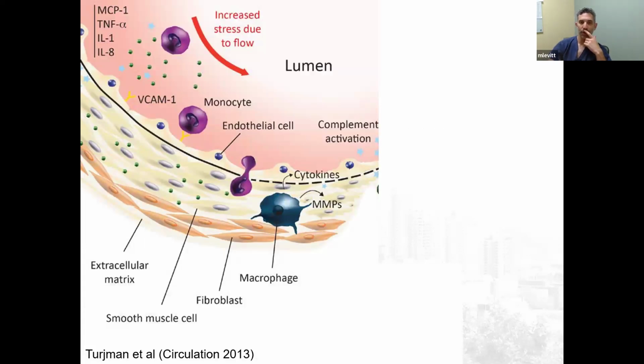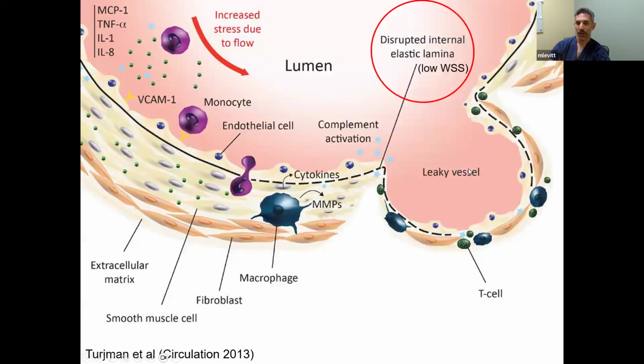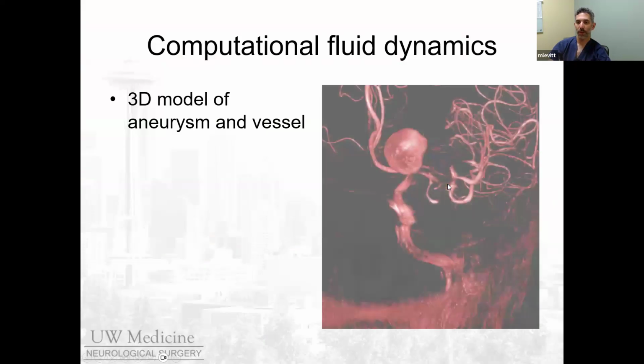So this is a kind of a cartoon of what's going on inside the blood vessel at the cell. So there's increased stress due to flow that sort of activates some of these monocytes and creates an inflammatory or creates an erosion and causes an outpouching that looks like this, a leaky vessel. And then there's disruption of the internal elastic lamina, which is sort of the inner lining of the blood vessel. That's made worse by low flow or turbulent flow, and that causes problems.